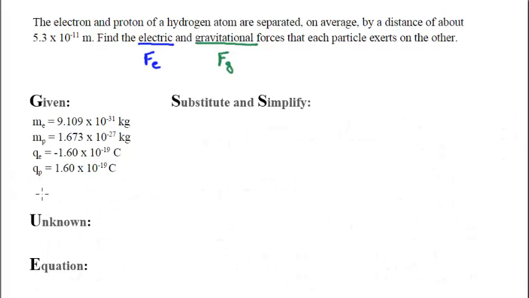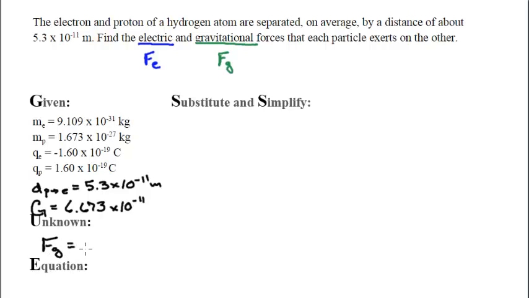Now I can solve for gravity. I still know that the distance between the proton and the electron is 5.3 times 10 to the negative 11 meters. But now, since I'm doing gravity, I'm going to use Newton's law of gravitation, and that is 6.673 times 10 to the negative 11th. The thing that I'm looking for is force due to gravity. That's going to be in newtons. And Newton's law of gravity says that that's G times mass 1, mass 2 over distance squared.